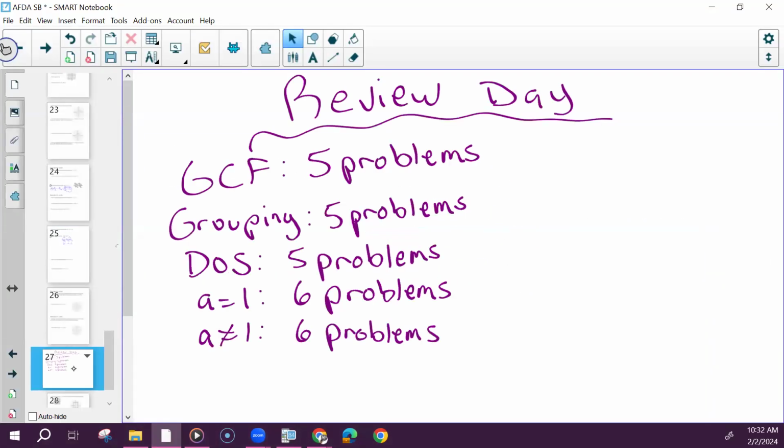So you have 2 pages worth of questions. Between the 2 pages, you need to do 5 GCF problems. That's the first section. 5 grouping problems. That's the second section. 5 difference of squares problems. The third section, and then there are more of these, so 6 where a equals 1, and 6 where a does not equal 1.